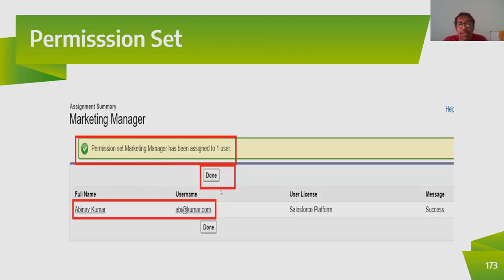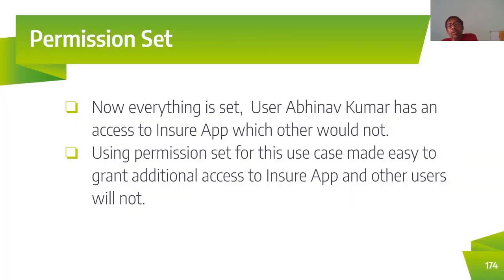This is how the permission set has been created, and now everything is set. User Raakesh Kumar has access to the Insure app, which other users would not. Using a permission set makes it easy to grant additional access to the Insure app, and other users will not have it. Basically, only this user can access the Insure app, and other users cannot access it, because it is a particular permission set. Got it? So this is all about permission sets.